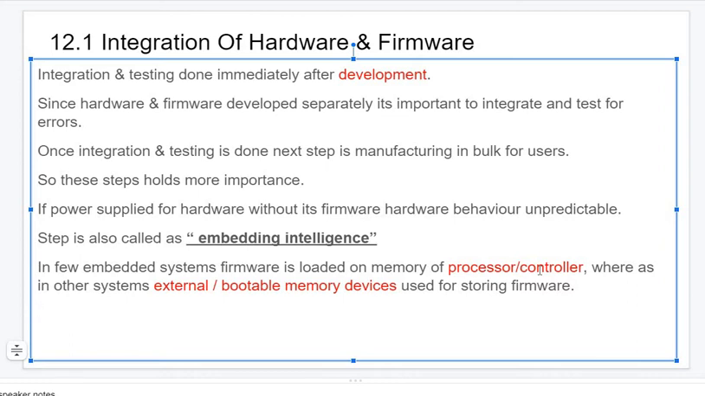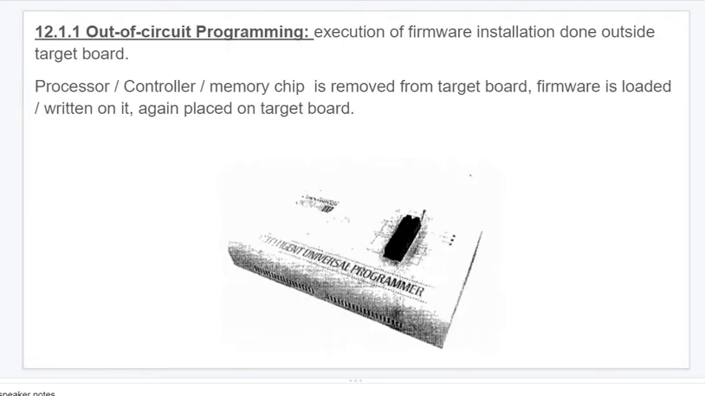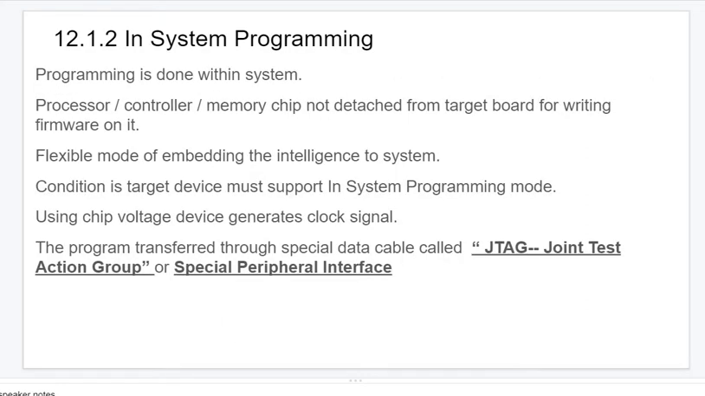But if you compare kids' toys, where there is one button left, one button right, one button straight, only 3 functions are there, so the code will be less. There it won't use any hard disk; the firmware is loaded or stored directly in the processor memory. Now there are 2 methods of adding intelligence to the system: one is out of circuit programming and the other is in system programming.